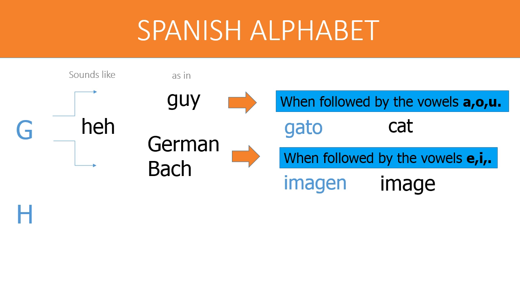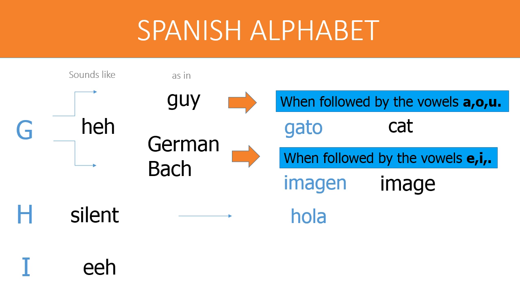Letter H is, I think, the most easy in Spanish because it is silent, so we don't pronounce it. An example of this will be the word hola, which means hello. We don't pronounce the letter H.